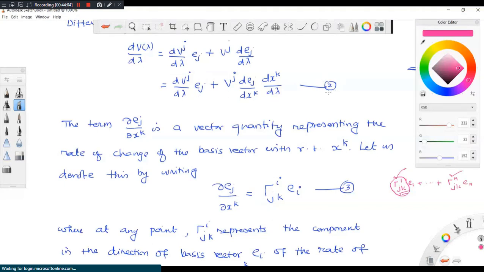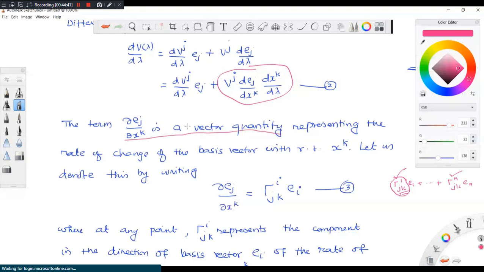Did you understand equation 2? It's only a derivative. Yes, sir. So now, out of this, for example, you take this term. There are three parts in this term. Which one is the vector here? Ej, dEj by dxk, this is the vector. This is a scalar. This is a scalar. So this is a vector quantity, and that is what is written here.